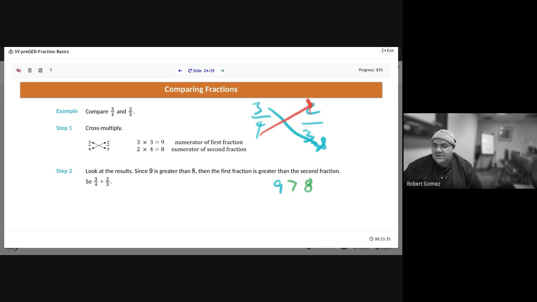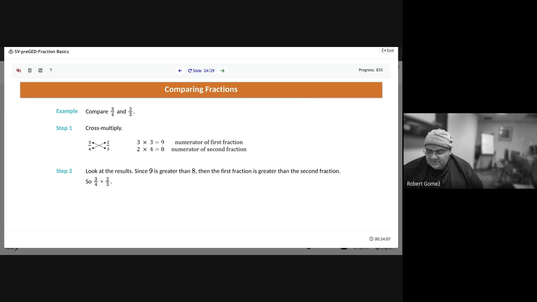So just remember, this first number is equivalent to that one. And this number is equivalent to this one, right? So just keep those things in mind. When you're comparing fractions like this, just make sure you're doing it in order, okay?